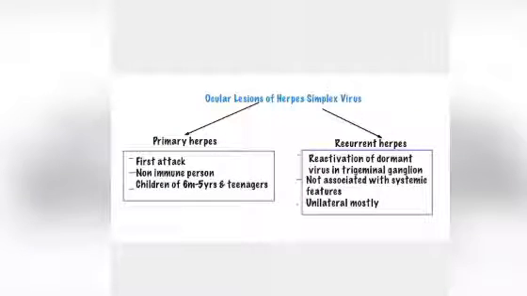The ocular lesions of herpes simplex virus include primary herpes and recurrent herpes. When the virus attacks the host for the very first time, it is known as primary ocular herpes or primary herpes. It usually affects a non-immune person, where a person's immunity is very weak. It usually affects children between 6 months to 5 years and teenagers. While recurrent herpes is actually the reactivation of the dormant virus from the trigeminal ganglion.